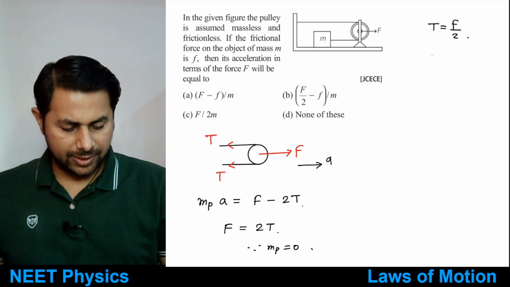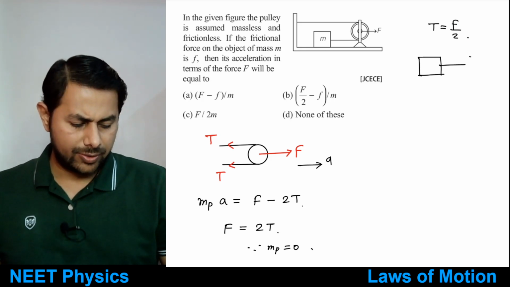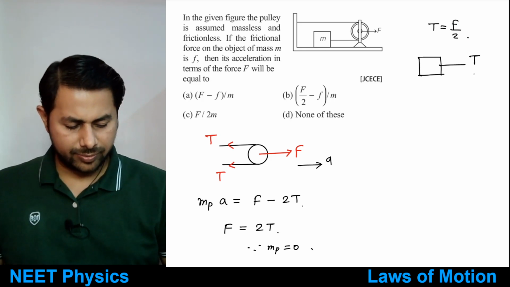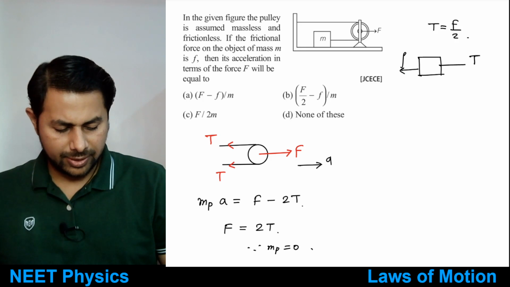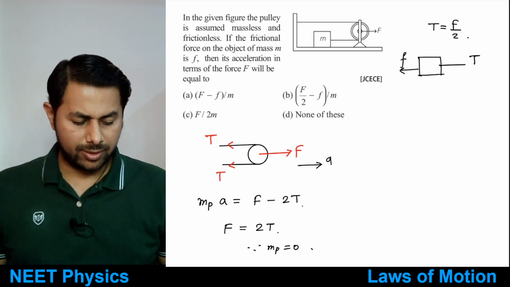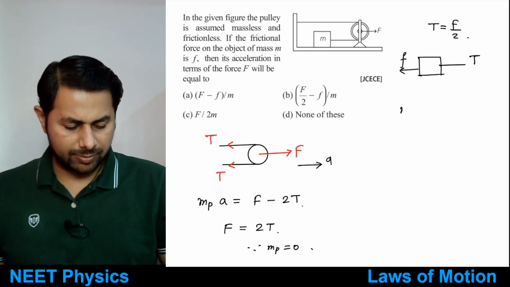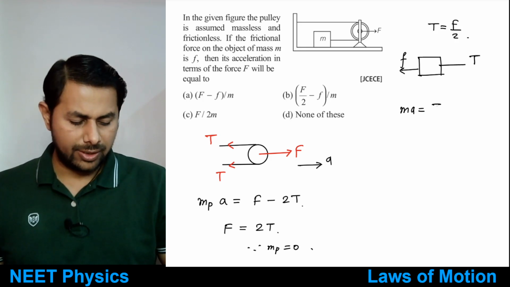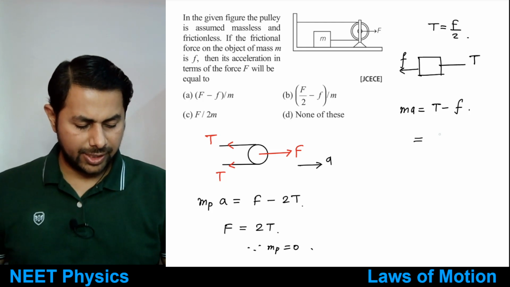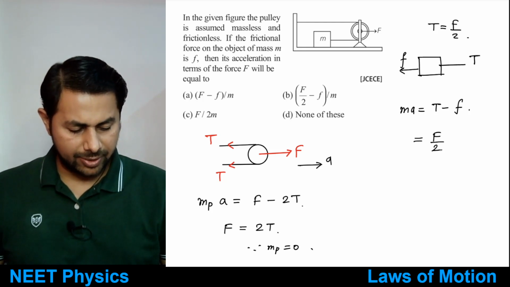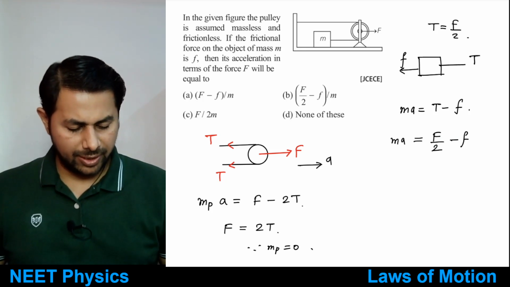And then you are pulling this mass with the string. So there is some tension in the string which is equal to F by 2, and therefore what would be the acceleration? It's given that there is a frictional force also, acting in the opposite direction, that is small f. So the net force, mass times acceleration, is equal to tension minus the frictional force. And tension is equal to capital F by 2, minus small f. So this is m times A.